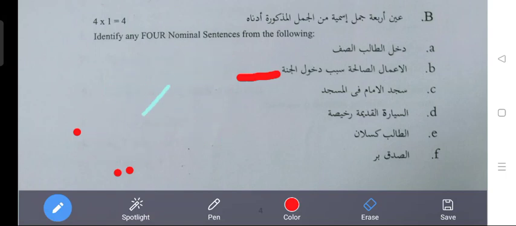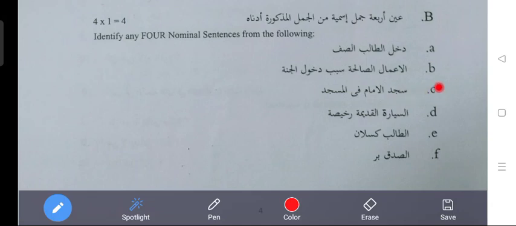Now come to Sentence C. Sajada al-imam fil masjid. Sajada means prostrated. Al-imam, imam, fil masjid, in the masjid. The imam prostrated in the masjid. So the sentence begins with the word sajada. Sajada is considered a verb in the Arabic language.